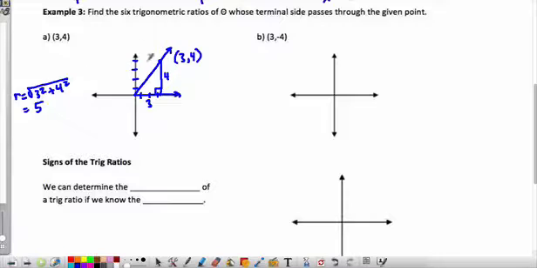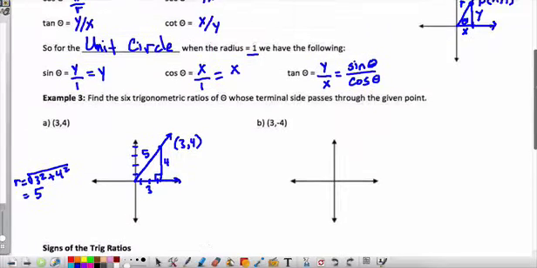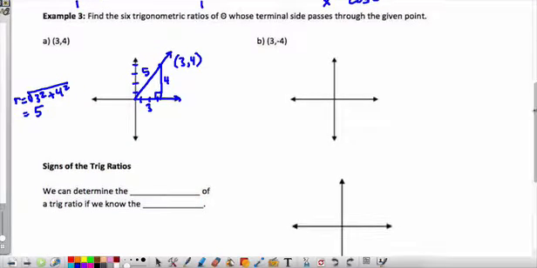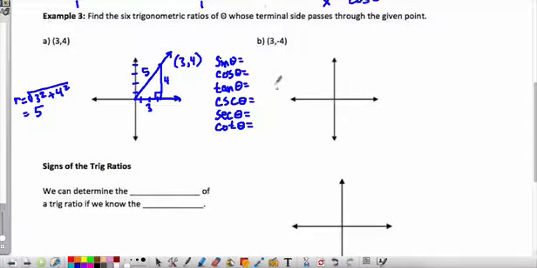Okay, so in this case, this is not an angle on the unit circle, right? Because our radius is not 1, it's 5. Okay, so that means since the radius isn't 1, we can't just say that sine is y and cosine is x. We're actually going to have to figure them out by doing SOHCAHTOA. So we're looking for the 6 trig ratios. So go ahead and set yourself up with those. Okay, so make sure you have yours.